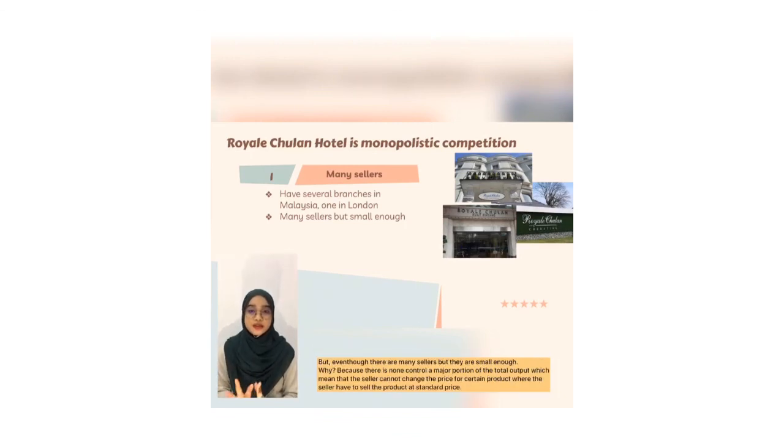But even though there are many sellers, they are small enough. Why? Because none controls a major portion of the total output, which means that the seller cannot change the price for a certain product, where the seller has to sell the product at the standard price.